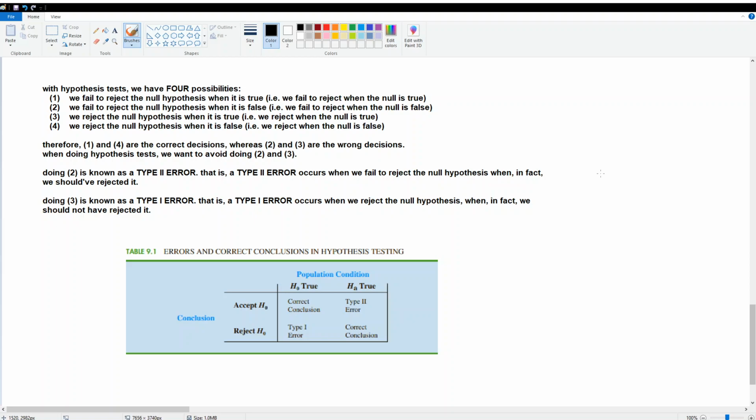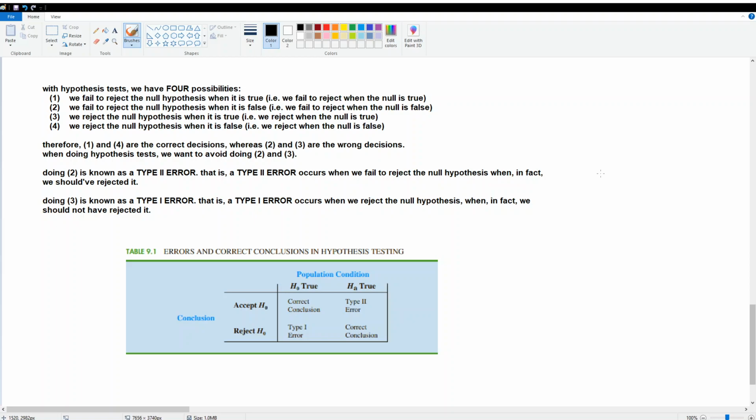With 3, we reject it even though it's true. So we reject it even though we shouldn't have. So we made a mistake. And number 4, we reject it when it's false, which means we reject it when we should have rejected it. So if 1 or 4 happens, we made a correct decision. If 2 or 3 happen, we made the wrong decision, so we want to avoid doing 2 or 3.